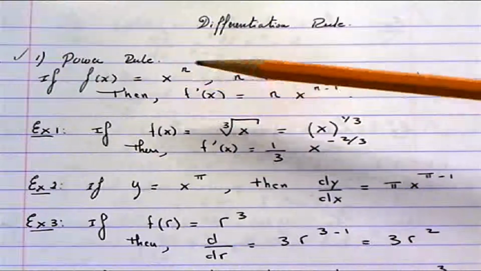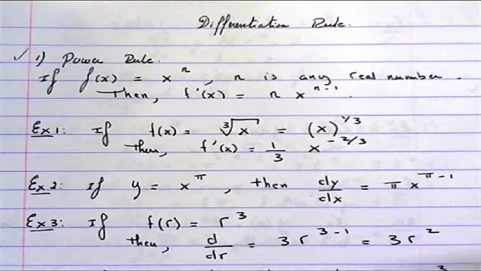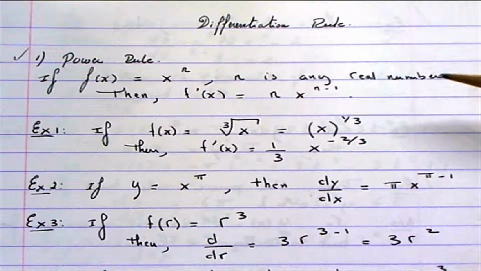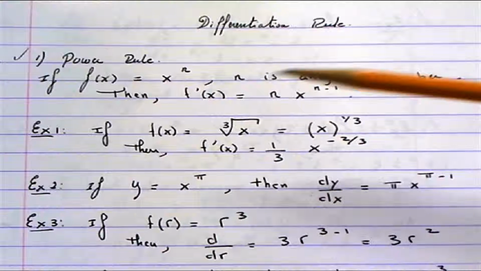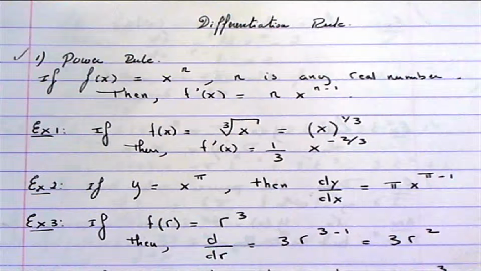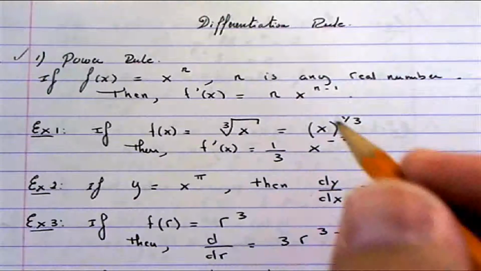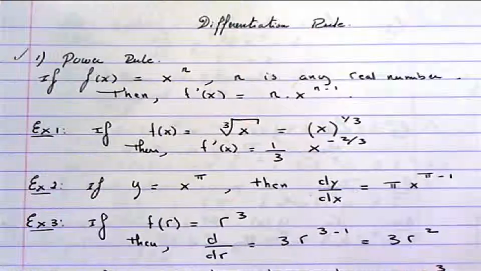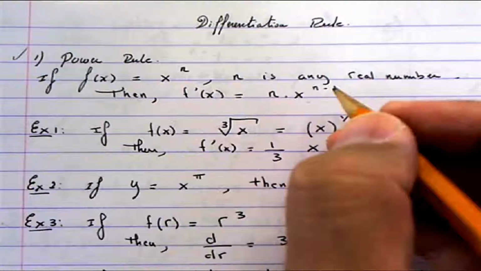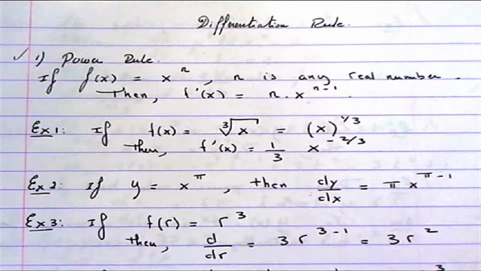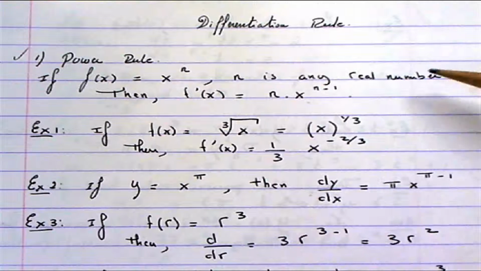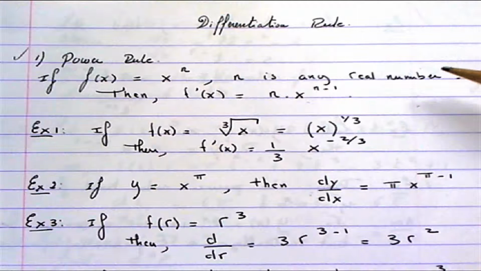If f of x is x raised to the n, and n is any real number, then the first derivative, remember the first derivative represents the slope of the tangent line, is n times x to the n minus 1. Okay. So again, this is a very important rule to know. If you study mathematics in college, you may need to prove that this rule is correct.